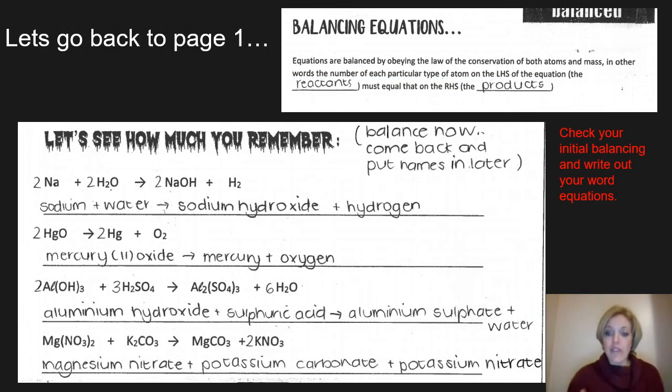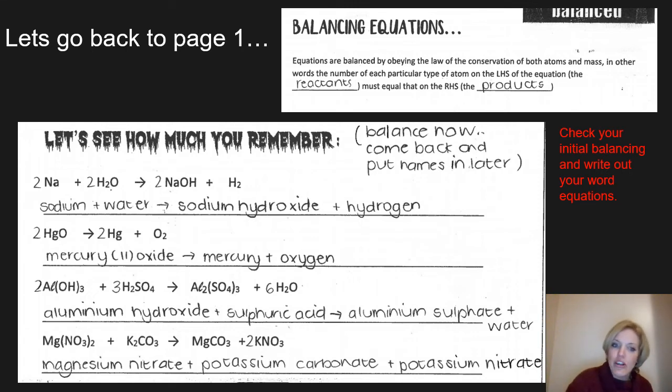So based on everything that we have learned now in the last few slides, I want you guys to go back to page 1. I want you to make sure that you filled in your balancing of equations paragraph with reactants and products. And I want you to check your initial balancing from the first lesson we did. Remember, I told you guys to just balance the equations on the first page. So go and check your initial balancing, and then I want you to write out your word equations based on everything that we have learned.